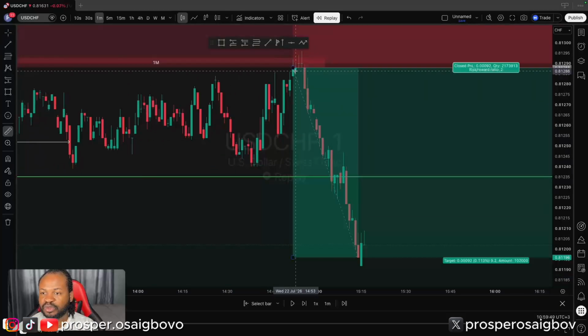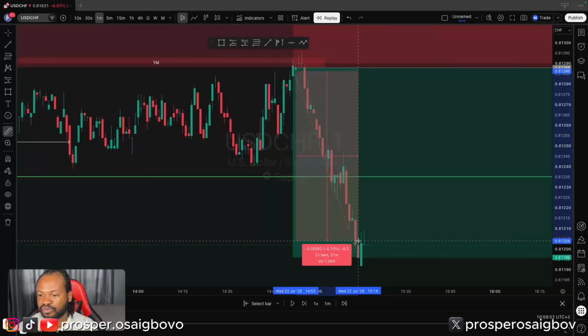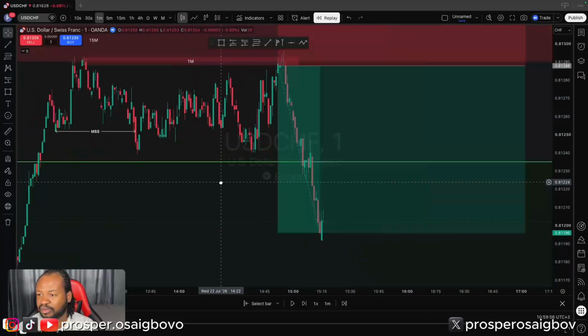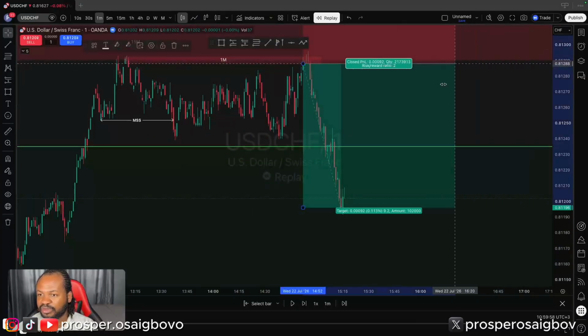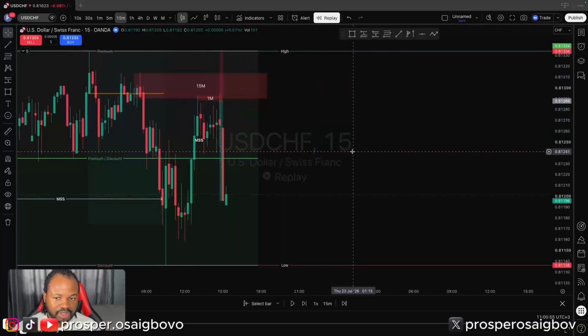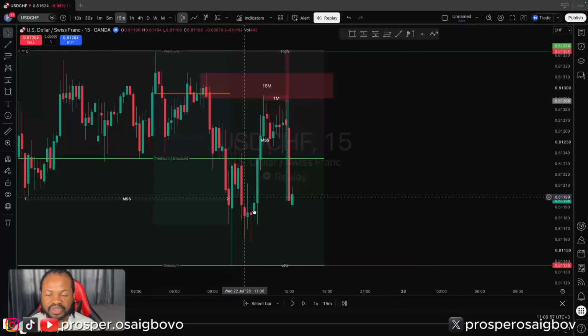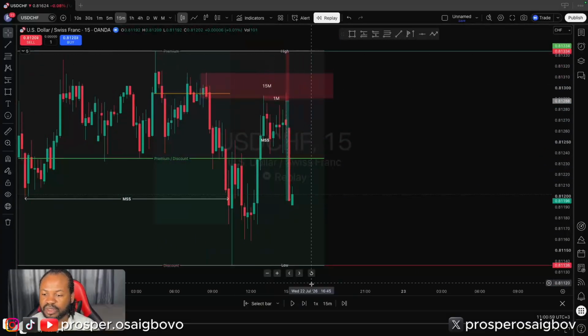This trade took a total of 21 minutes or 22 minutes, right? So this is the trade. So this was the whole trade, and watch what happens. Price reacts to this demand zone.